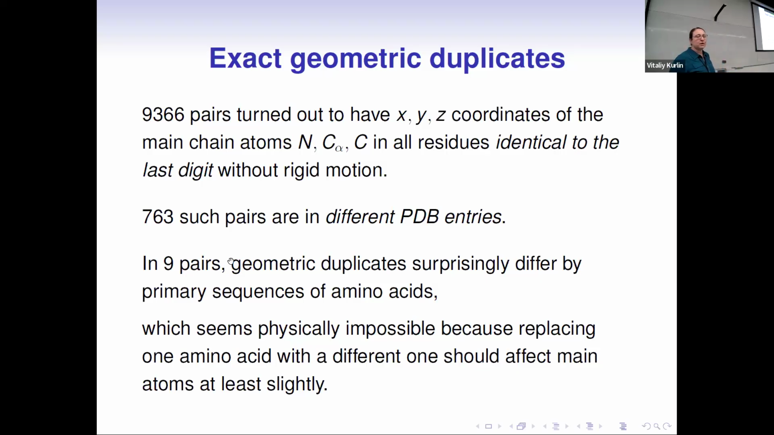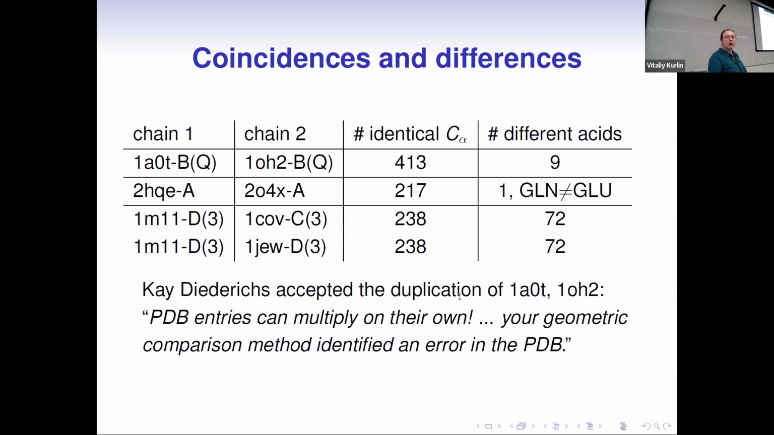For example, there were 9 pairs with different primary sequences of amino acids, which means that the amino acids are different, but the coordinates are still the same. How could it be? So that is the first collection: 2 chains, quite long ones, and 9 different amino acids. And the author actually accepted the duplication of them, saying that PDB entries can multiply on their own, and so on and so on. Okay. How about other ones?